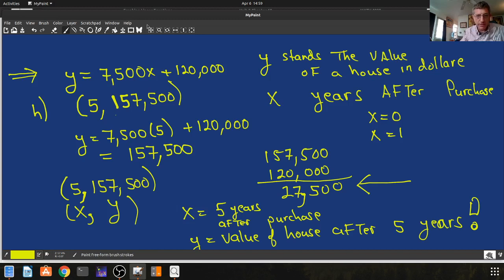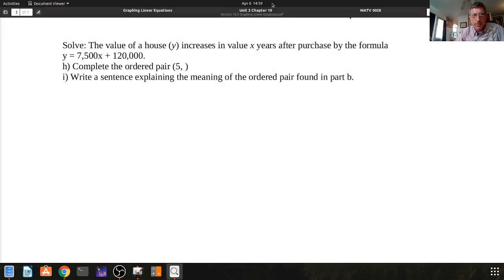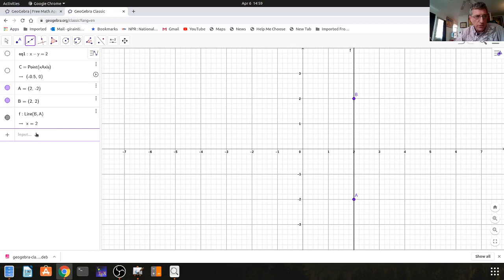Let's actually see what that would look like. Let's go to GeoGebra really fast, and I'm going to put in this equation so you can see what is going on. Because a lot of people really care about math because of finances or monetary things. So we're going to graph y is equal to 7,500 times x plus 120,000.